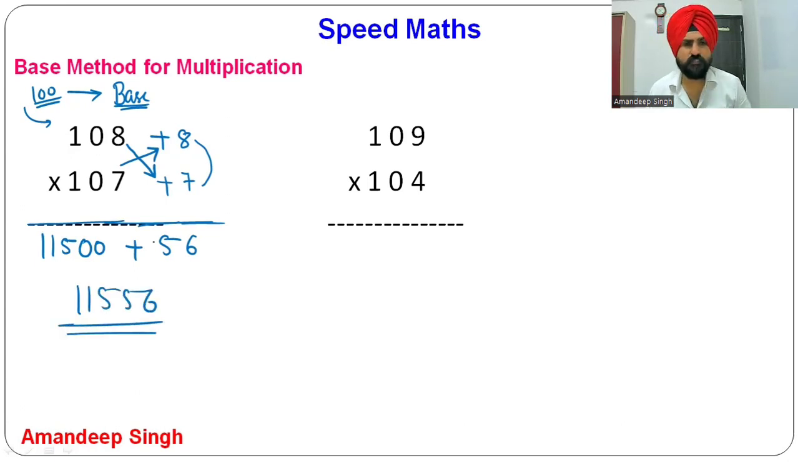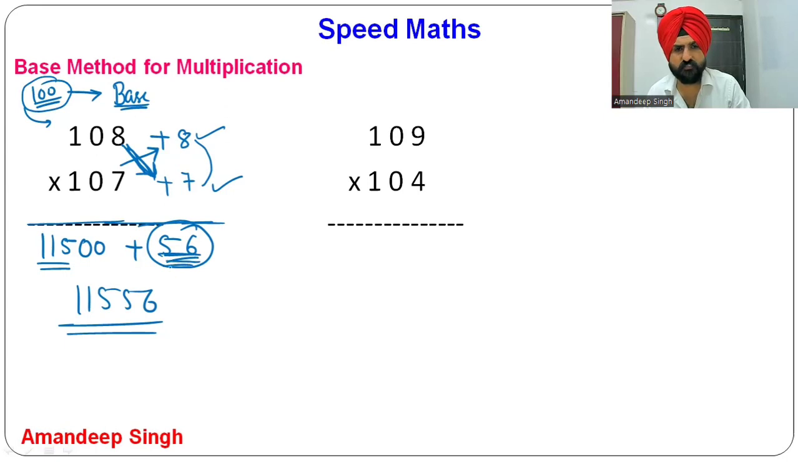Right? You just have to find out. First of all, we have to multiply whatever is extra in the numbers. So 8 is extra, so I wrote plus 8. 7 is extra, I write plus 7. 7 eights are 56. Now 108 plus 7 is 115. Now 115, and we have to write 2 digits here. Why 2 digits? Because 100 has 2 zeros and we already have 2 digits, 56. That's why I will write 11556.